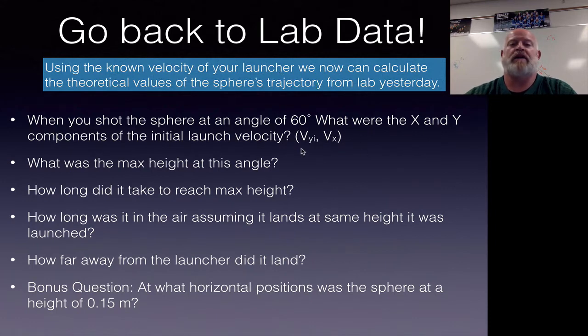All right. Now that being said, we want to focus in on one angle. So we're going to talk about the 60-degree angle only for these problems, but you could do this for any angle that we shot this thing off at. So first thing we want to do is, when you shot this sphere at a 60-degree angle, what were the x and y components of that initial launch velocity?